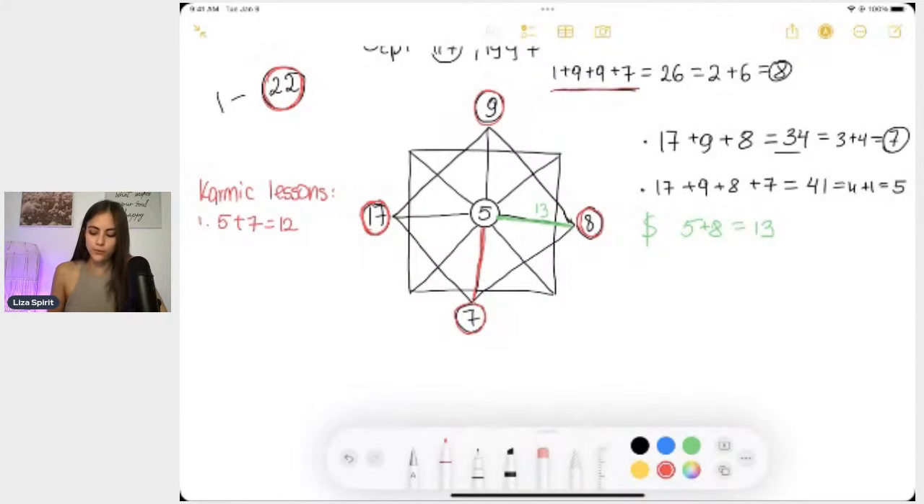And we get number 12. It's going to go here. But we have one more number in the karmic lessons. And what we do here, you probably already got an idea. It's 12 plus 7. It's 19.